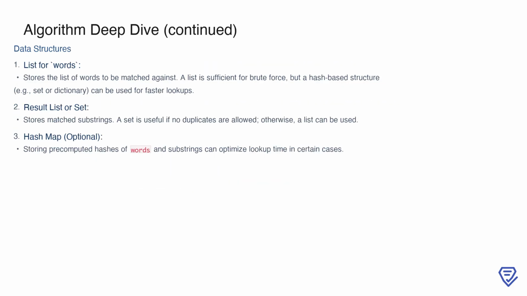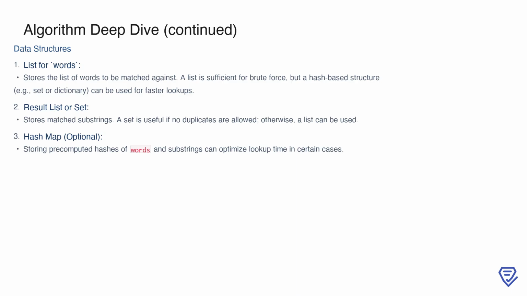The choice of data structures plays a critical role in implementing and optimizing this algorithm. First, the words list is essential as it holds the words to be matched against. While a simple list works for brute force, using a hash-based structure like a set or dictionary can significantly speed up lookups.